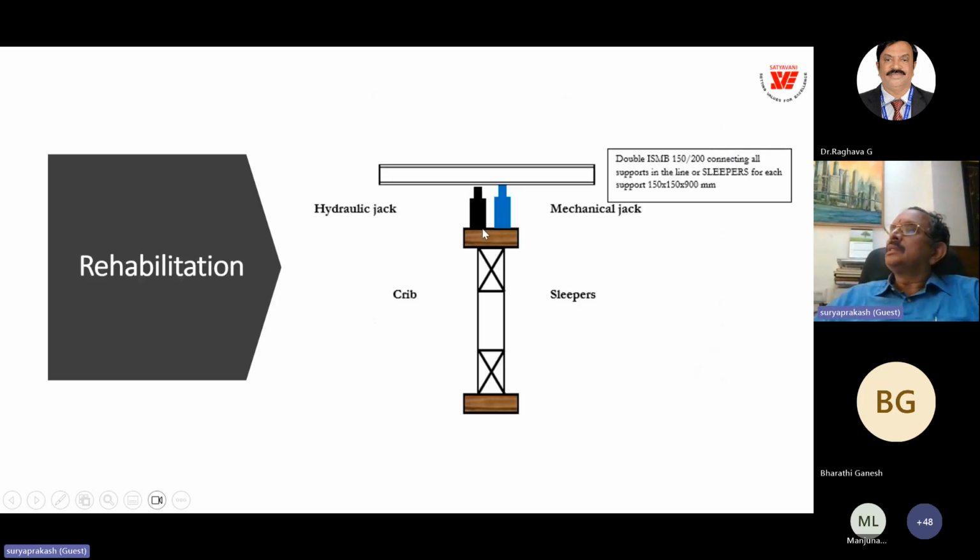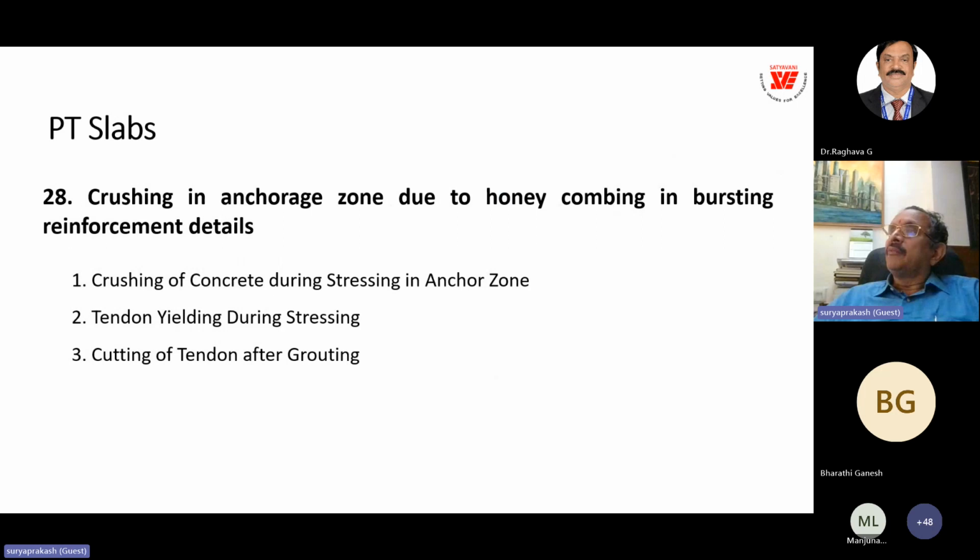So this is the hydraulic jack, a mechanical jack used to lift the slab to its original level. Otherwise, the slab deflection was about 10 inches, which means 250 mm deflection was there. And we have jacked it up to an acceptable limit of the deflection.